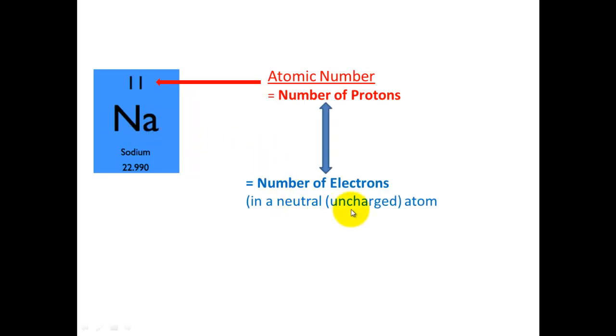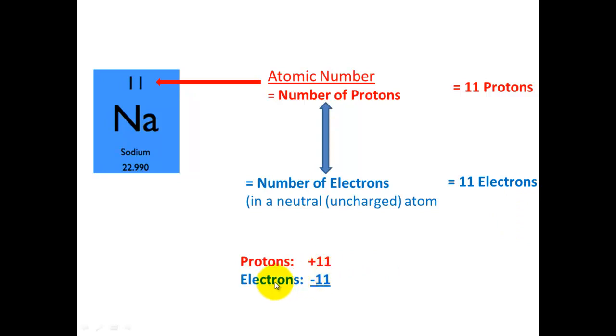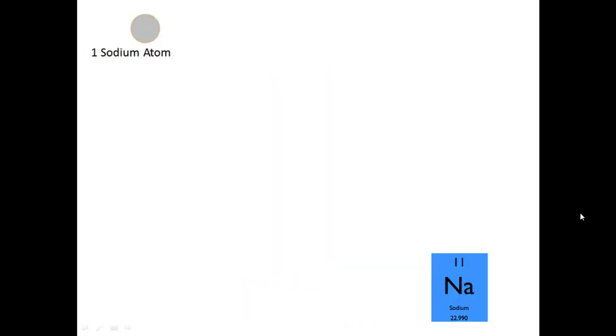In a neutral or uncharged atom, the number of protons will always equal the number of electrons. So we've got 11 protons, 11 electrons, we've got a plus 11 charge. Protons have a positive charge. 11 electrons would have 11 negative charge, so there's 0 overall charge. So it's a neutral, uncharged atom.